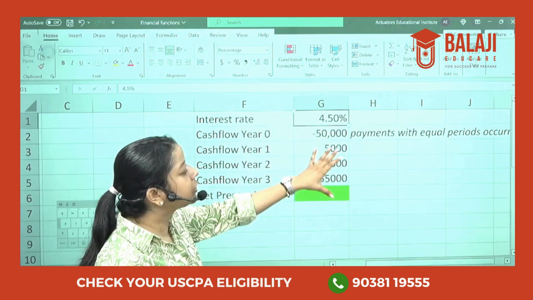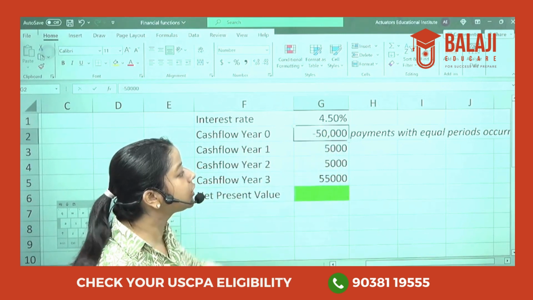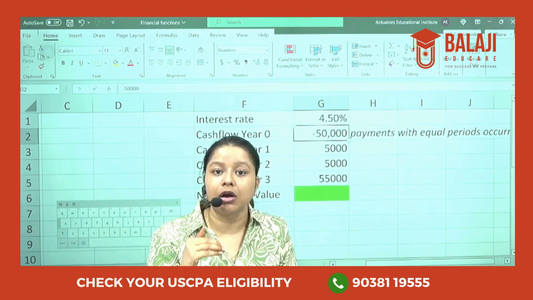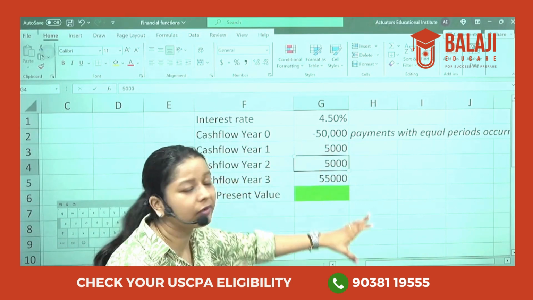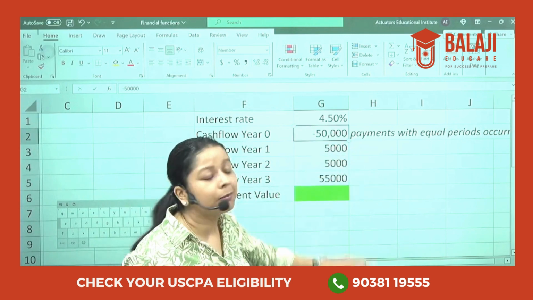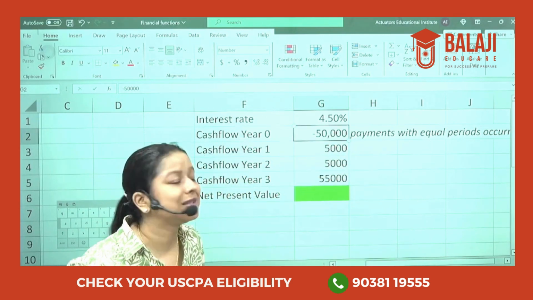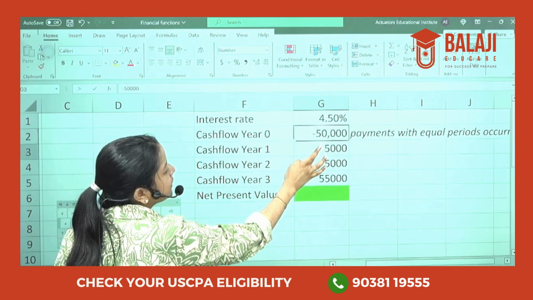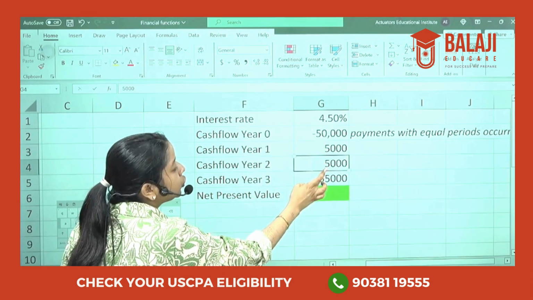Now here I've written the different cash flows. I've written 50,000 as a negative cash flow, because you have to write negative cash flows. You can have a negative cash flow somewhere in the middle as well. Negative basically means it's an outgo. Positive means it's an inflow. So this is the cash flow in year 0, and this is the cash flow in years 1, 2 and 3.